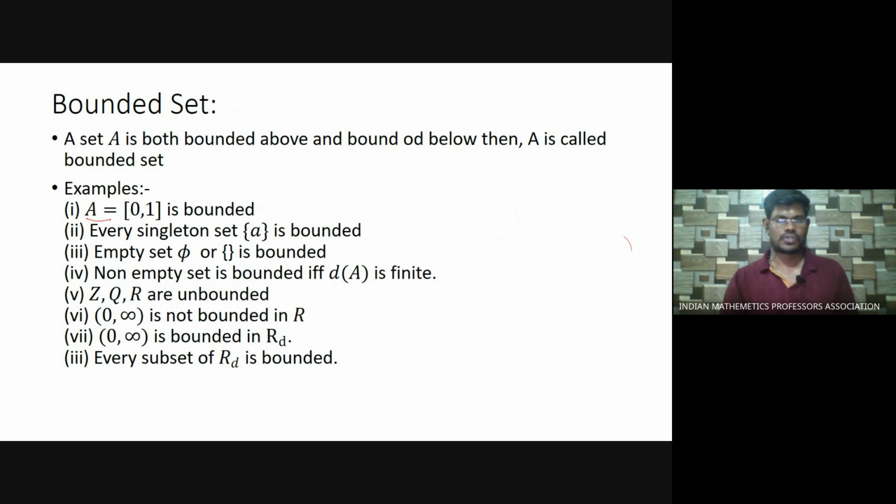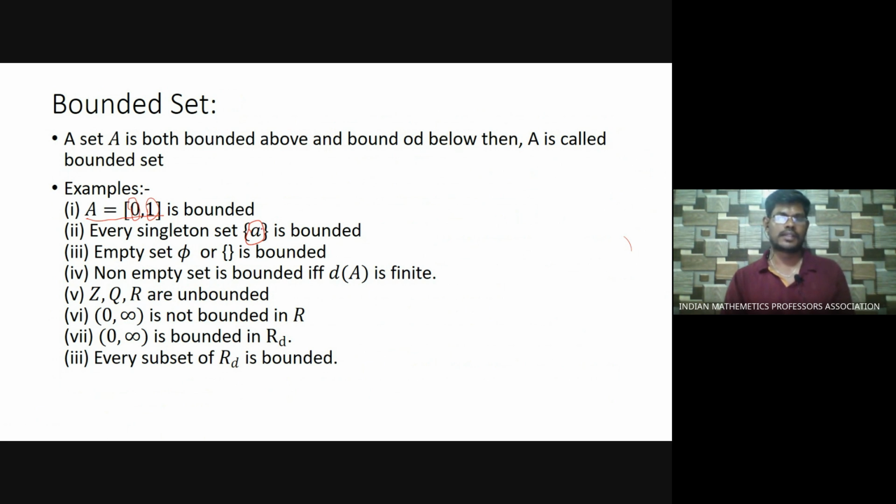Okay, so A is equal to the closed interval [0, 1], which is bounded. We know what 0 and 1 are. That is a closed interval that is bounded. Then every singleton set A is bounded. Here we have only one element.